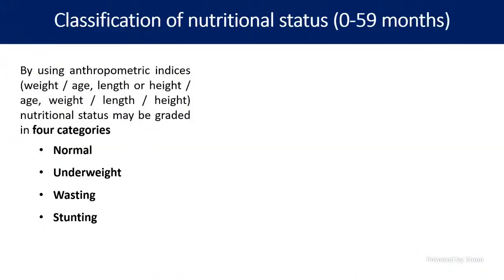So how do we know the nutritional status of the child from 0 to 59 months? Normally what we do, we see the weight, we see the height, and we plot on the graphs. Then we can classify, yes, this child is a normal child if his weight and height are normal for that age. If it is less, then we call it underweight. When are we going to call wasting and stunting? When height is not matching with the age or weight is not matching with the age.